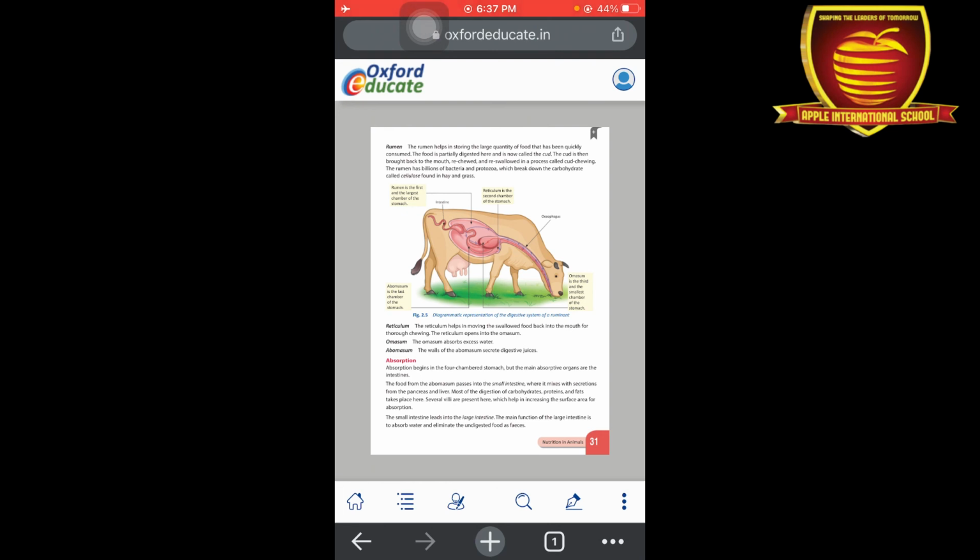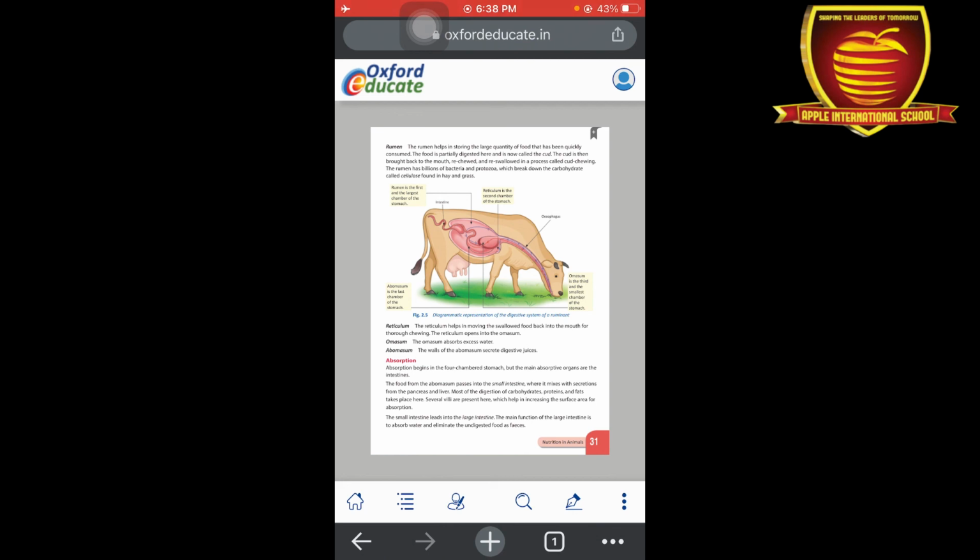Now we read the third step, that is absorption. Okay, so what is absorption? Absorption begins in the 4 chambers. As we already read here that omasum absorbs excess water. Okay, so absorption is started in the stomach here, but in human beings complete absorption is done in the small intestine. Okay, but the main absorption organ is the intestine.